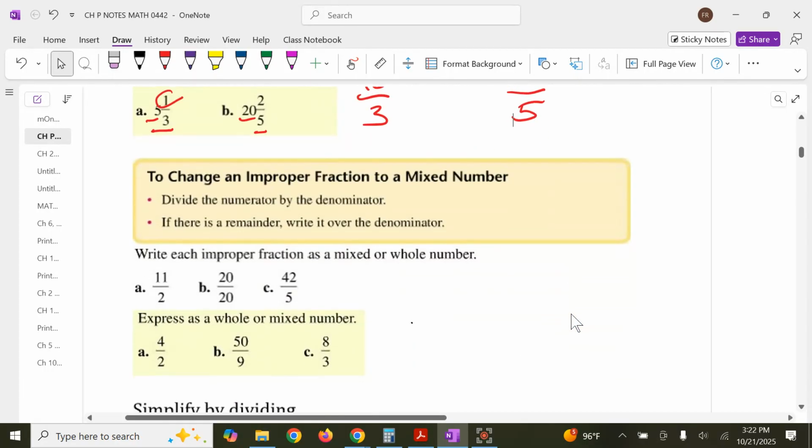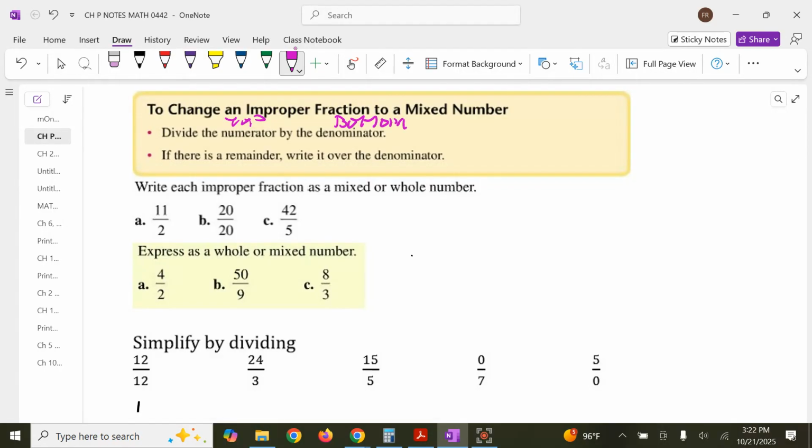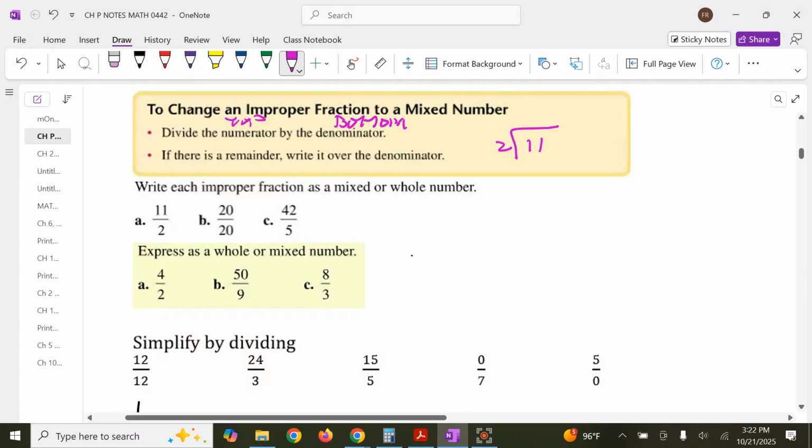All right. Now, how do we go backwards? We're going to divide the numerator, which again is the top number, by the denominator, which again is the bottom number. Okay. So look, y'all, we're going to take 11 and we're going to divide it by 2. We're going to use our chart, y'all. Here's 2. I'm going to find the closest number going this way, closest to 11 without going over it. Right there, I get 10. So what do we have to multiply 2 by to get 10? We got to multiply it by 5. So 2 times 5 gives me 10.